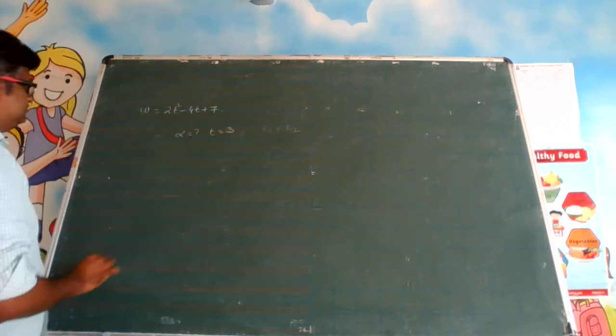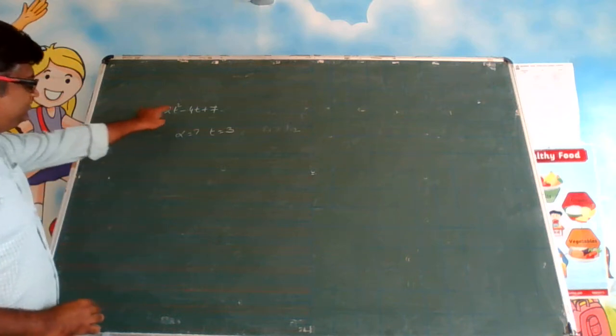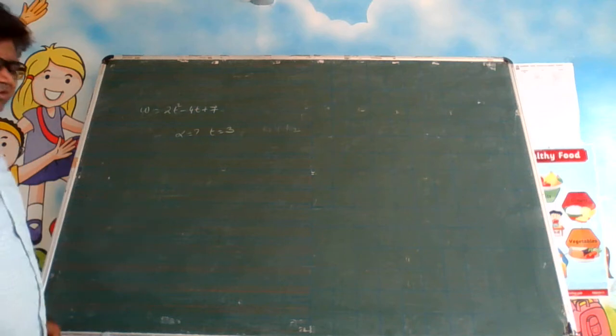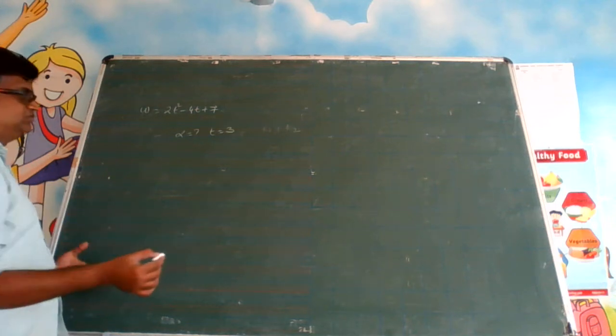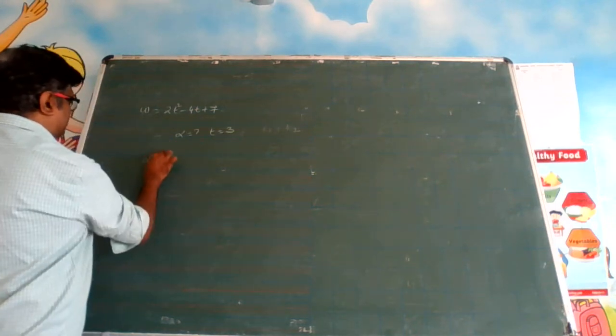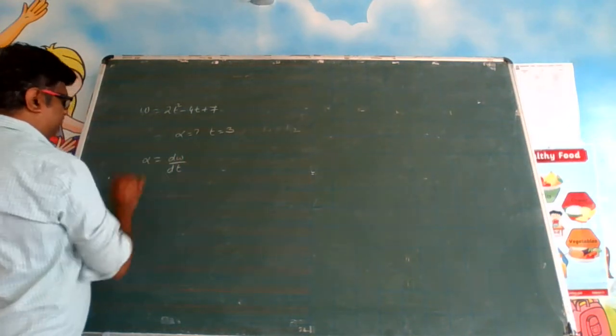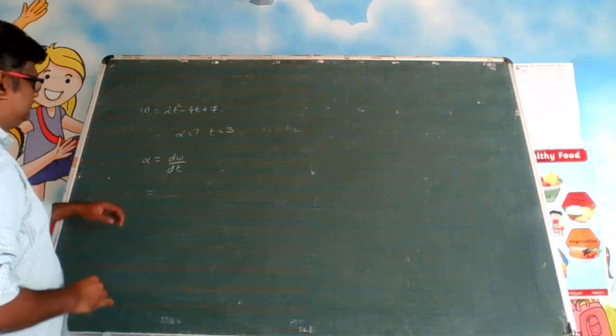Doing the simple questions. Omega is given to you. It is a time varying function. You have to find alpha. I told you, use calculus. So how do you get alpha? You get alpha as d omega by dt. First find out this. What is the question?